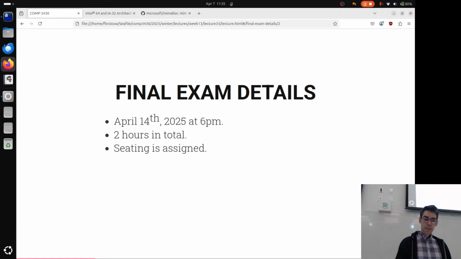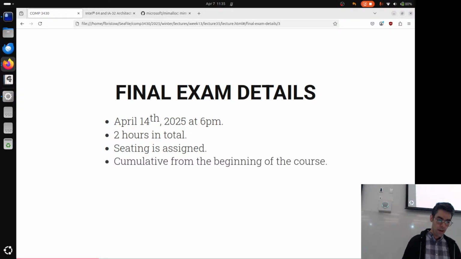In the same way that the tests had your name printed on them for the term tests, they will also have your name printed on them for the final exam. Please make sure you have photo ID that has the same name that's printed on the exam for when you're doing the sign-ins and stuff.